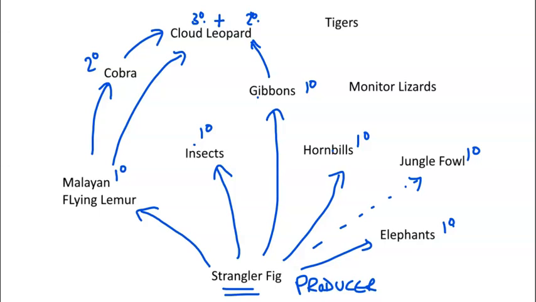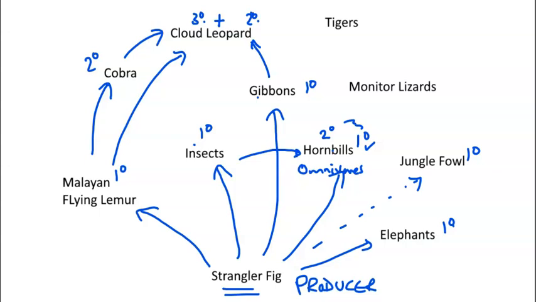Insects are often eaten by hornbills, meaning that the hornbills can operate at the producer level, at the primary consumer level and the secondary consumer level, which then illustrates another feature of food webs, is that we can show the presence of omnivores. Hornbills are omnivores. They eat both plants and animals.